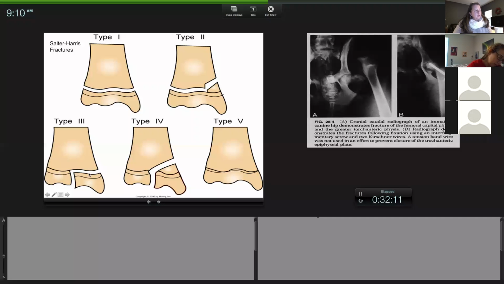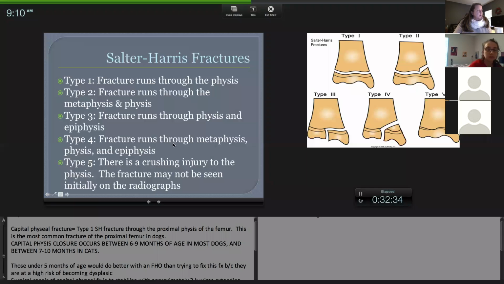Type 3 is along the physis and the epiphysis, and then this is compression. So that means that what happened is when that dog potentially landed or jumped or whatever, that compressed the growth plate. Okay, so if you go back, type 4 runs through the metaphysis. Wow, I can't talk this morning. This would be great for recording.